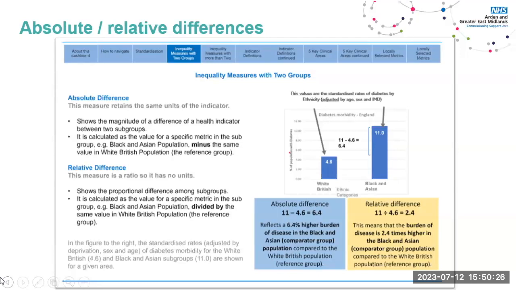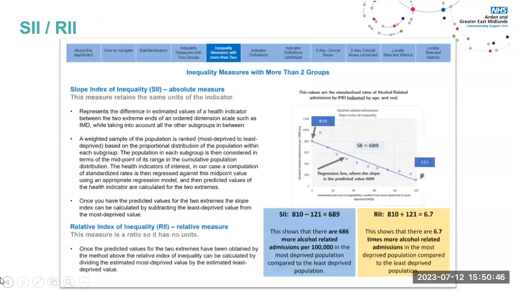Then we look at the relative difference, and that is really to show you how important the difference is. So the first one, the absolute, is basically a minus of one value from another, but the relative is a division. So it looks at one cohort and the other and divides the values, and that tells you how important and significant that difference is. So just an example there on the right.